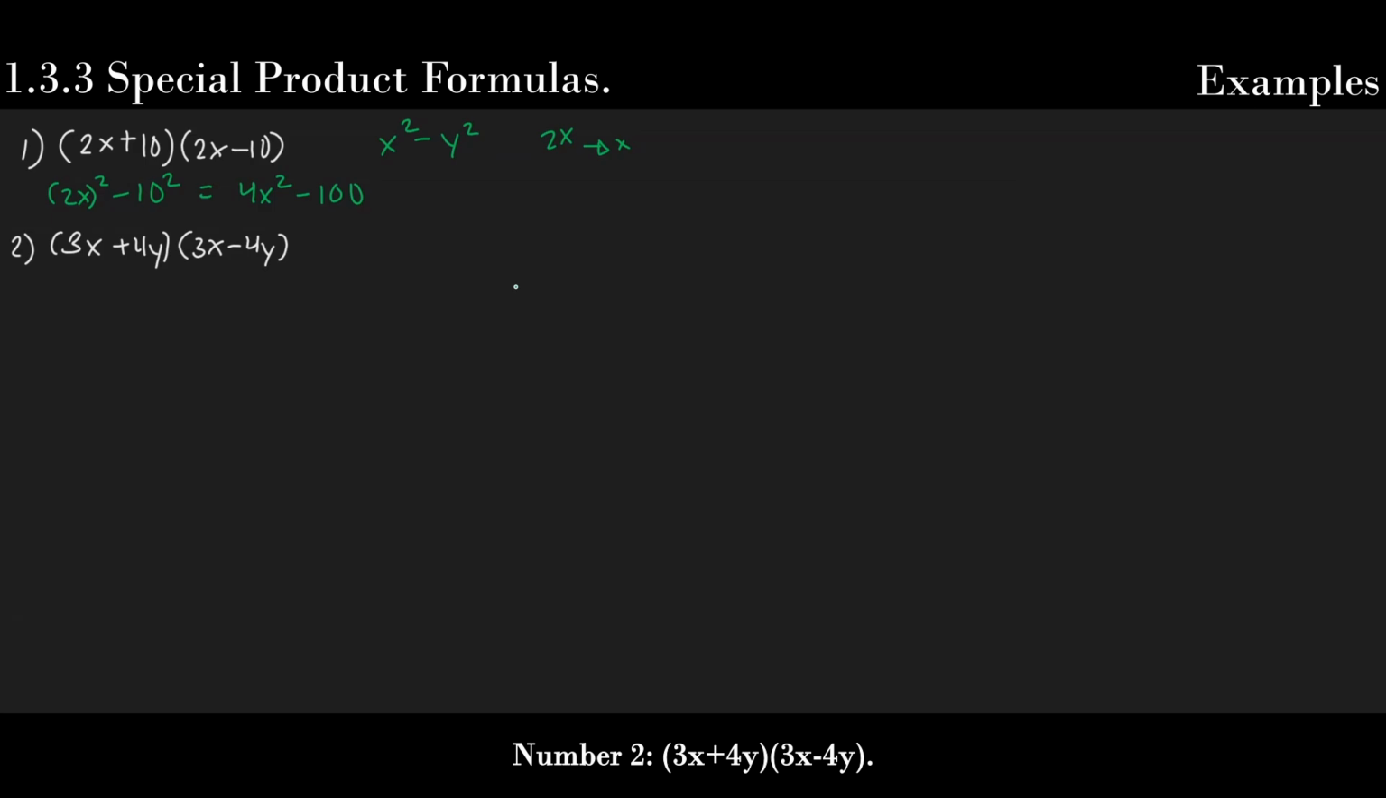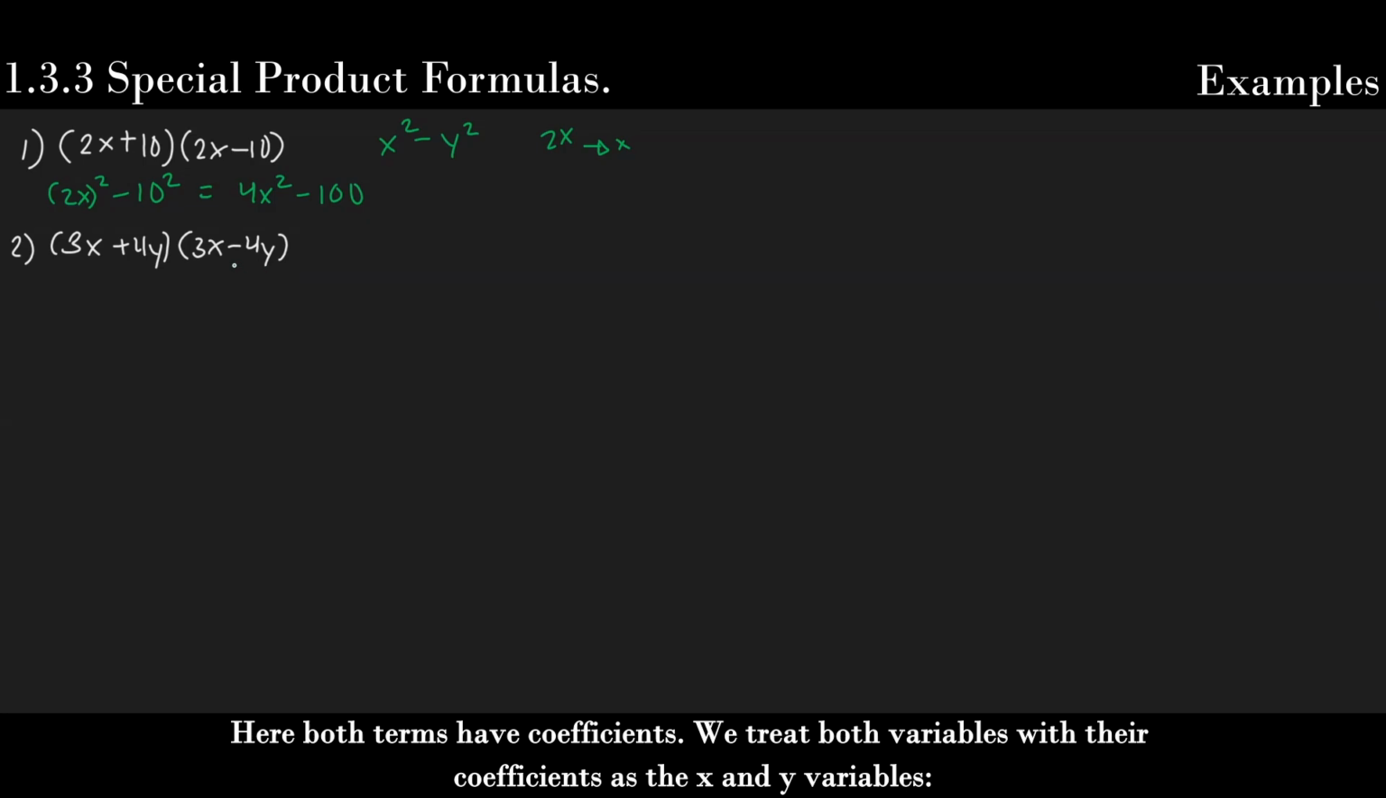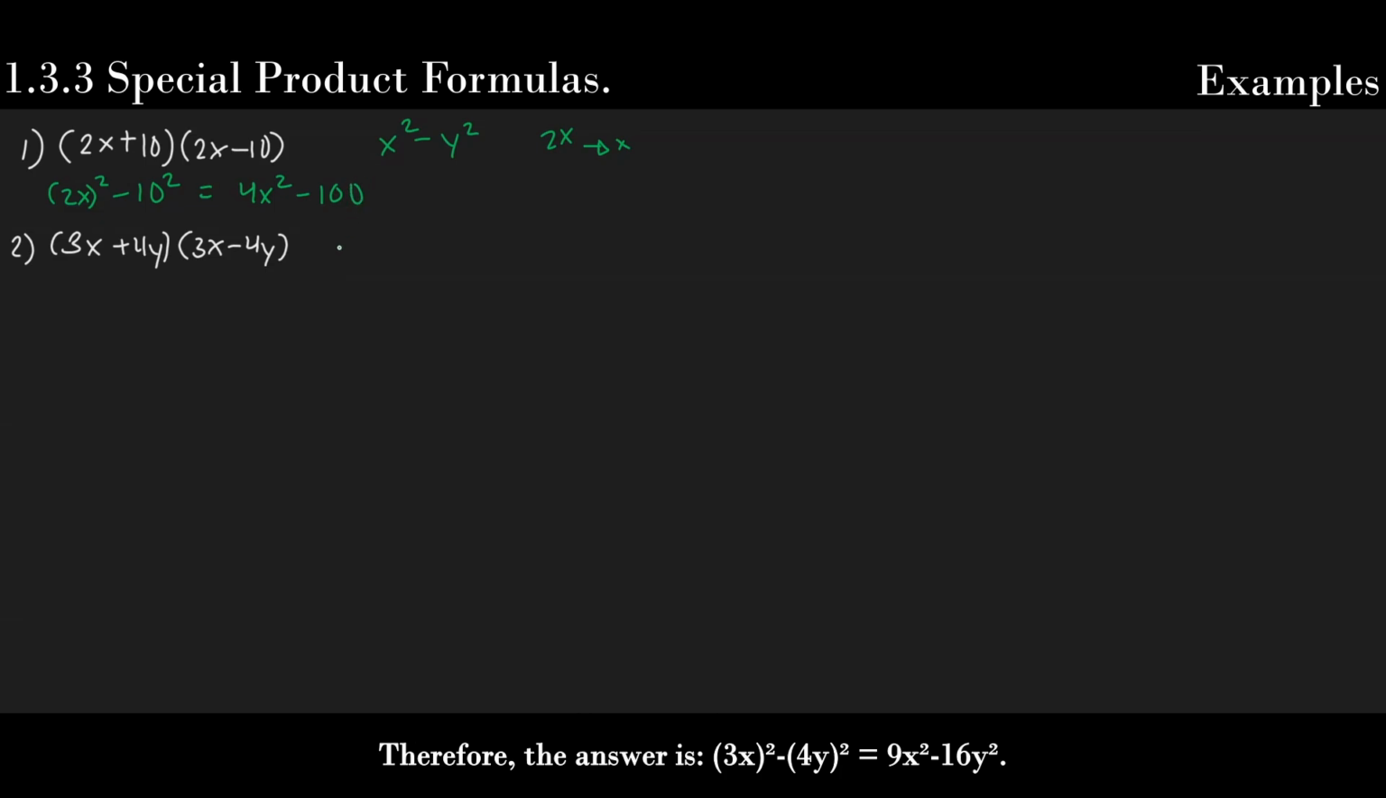Number 2, 3x plus 4y times 3x minus 4y. Here both terms have coefficients. We treat both variables with their coefficients as the x and y variables. Therefore, the answer is 3x squared minus 4y squared, which equals 9x squared minus 16y squared.